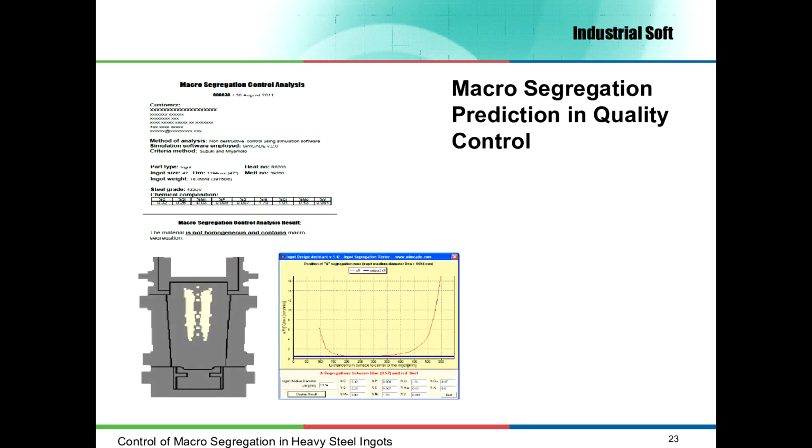Using segregation prediction, a quality certificate can be generated with information about position, area size and intensity of macro segregation for a particular ingot size and steel, information useful in the design of forging technology. This slide presents an example of such a certificate we can generate.